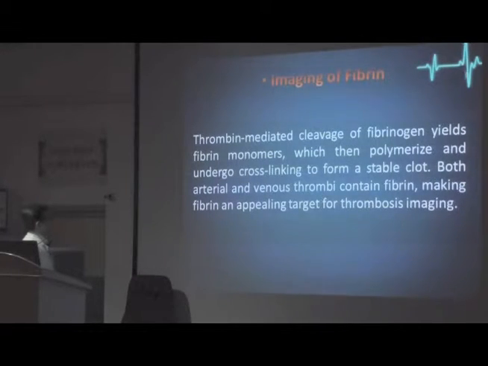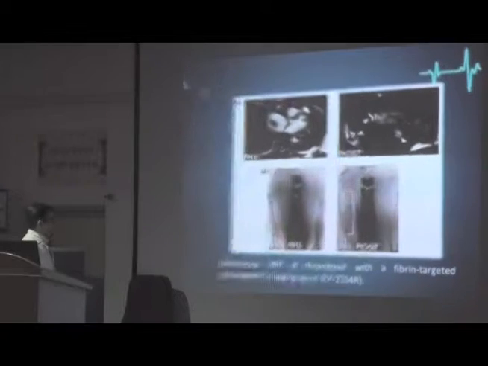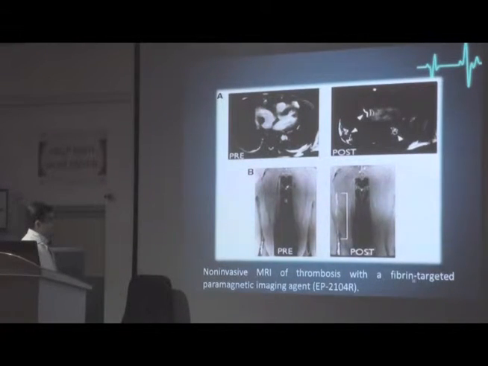Imaging of fibrin. Thrombin-mediated cleavage of fibrinogen yields fibrin monomers, which then polymerize and undergo cross-linkage to form a stable clot. Both arterial and venous thrombi contain fibrin, making fibrin an appealing target for thrombus imaging. This is a non-invasive MRI of thrombosis with a fibrin-targeted paramagnetic imaging agent, the pre-treatment and the post-treatment image.